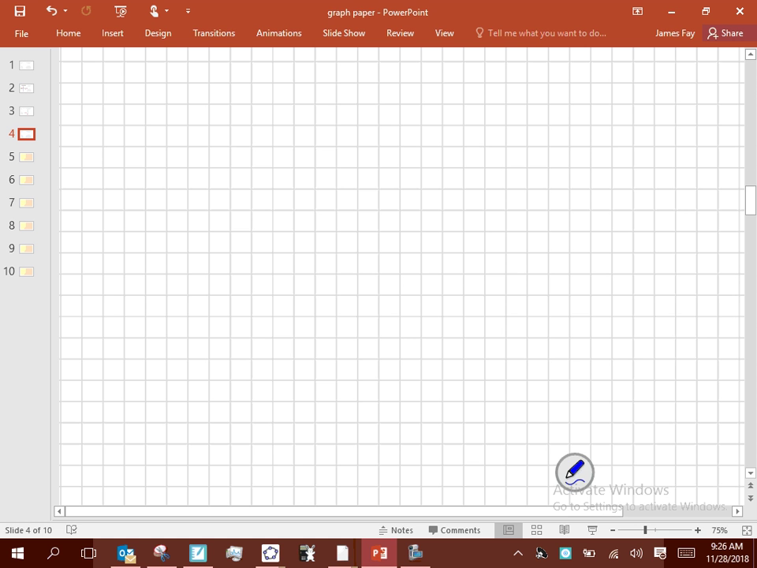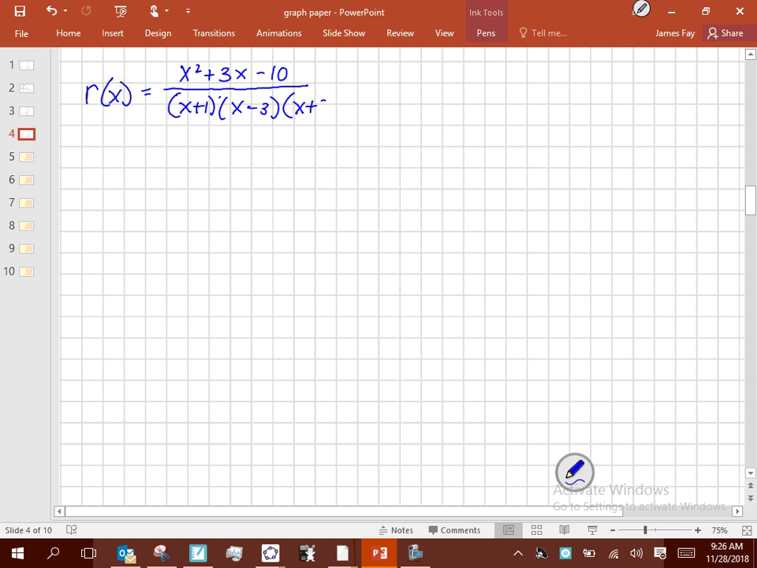First one is, let's go R of X equals X squared plus 3X minus 10. And we'll put that over, so X plus 1, X minus 3, and X plus 5.